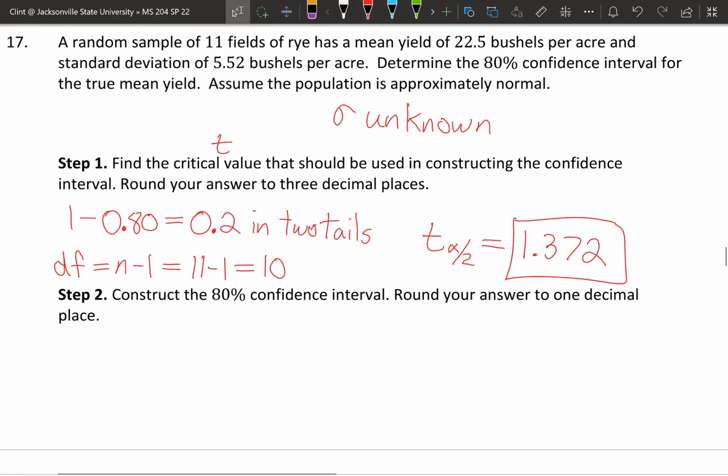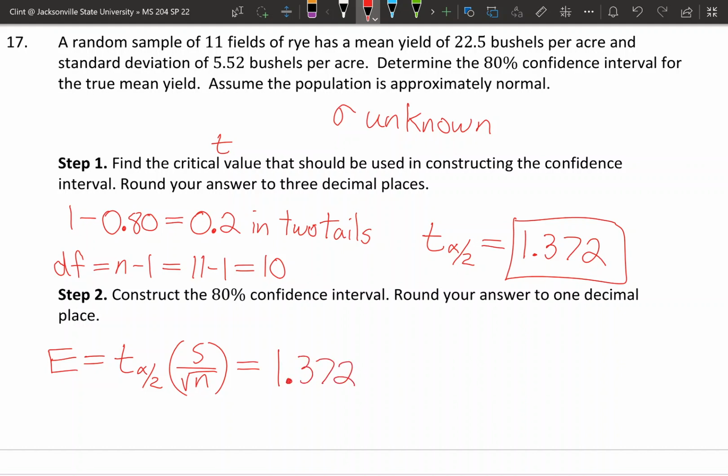And then step 2 tells us to finish making the confidence interval. So we need a margin of error formula. In this situation, here's our formula. So we've already got the critical T, 1.372. And then sample standard deviation is 5.52, that's S. Our sample size was 11.